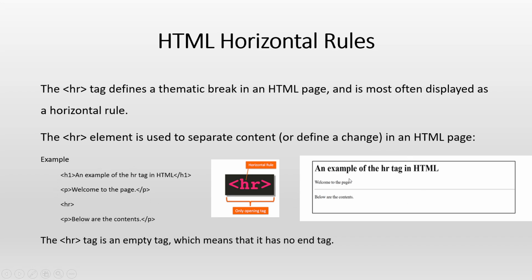The H1 is going to look like an example. Whatever content we have written, it's going to display on the web page like this. After that it is going to display welcome to the page. After that the HR tag. So this HR tag is this line. After that, below is the content of the p tag. This is the content of that p tag. Okay, this is how we use horizontal rules. To add lines between two paragraphs or two pages, something like that, we use this HR tag. Okay, the full name is horizontal rule.